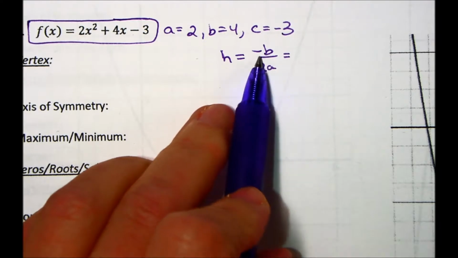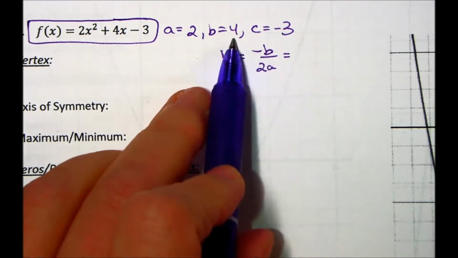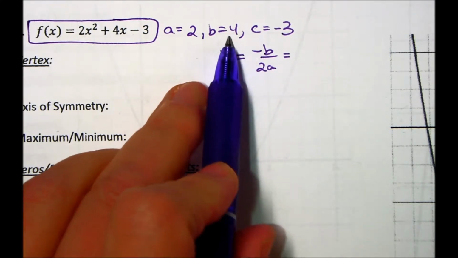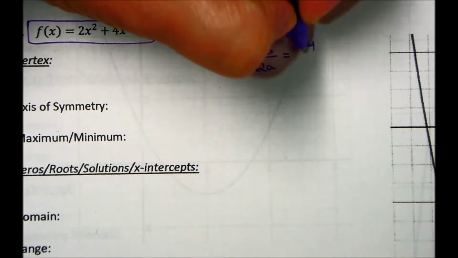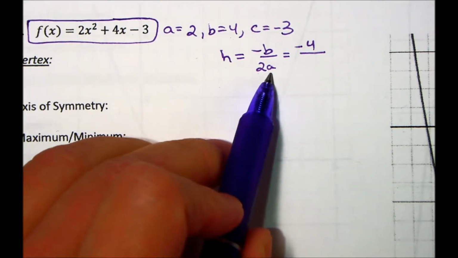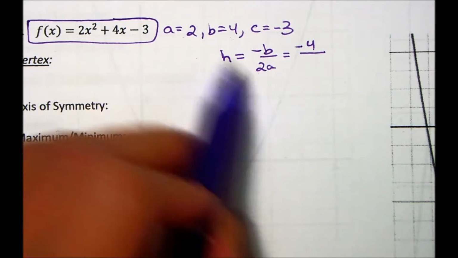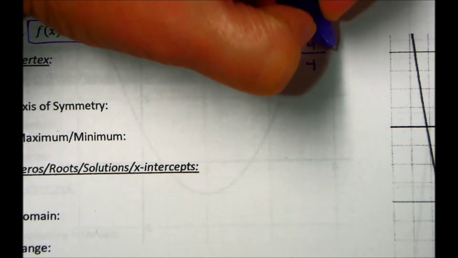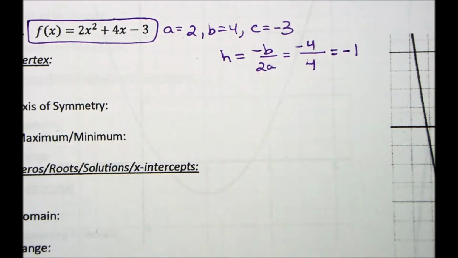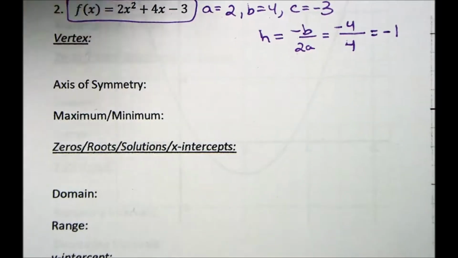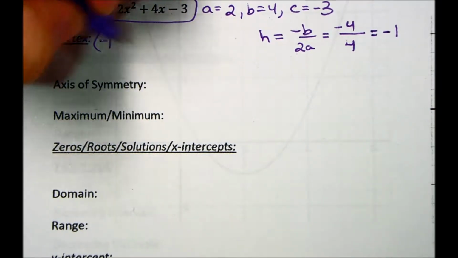And -b, once again, is the opposite of the b value. So if the b value in standard form is 4, the opposite of that would be -4. And then 2 times a, in this case a is 2, so 2 times 2 would be 4. Then we always simplify. -4 divided by 4 is -1. So that's how you would show algebraically how you would find the x-coordinate of the vertex.